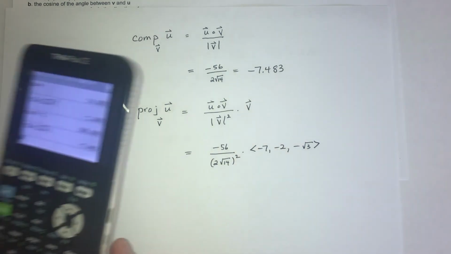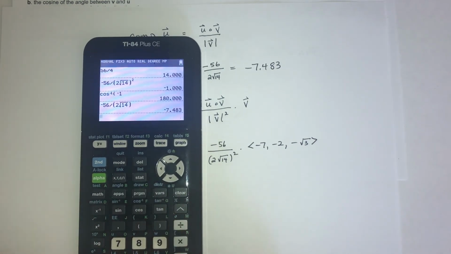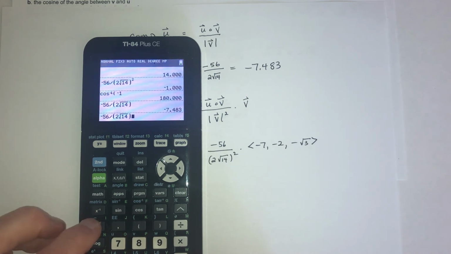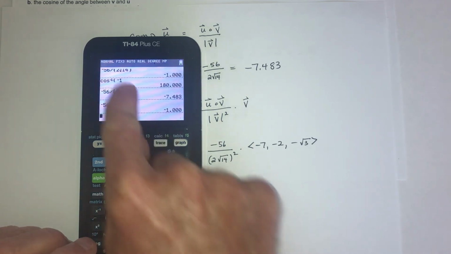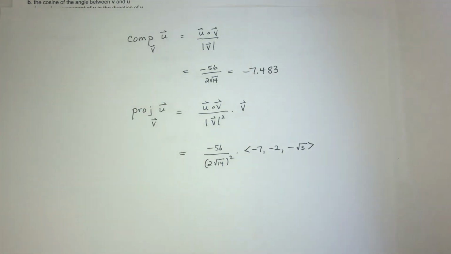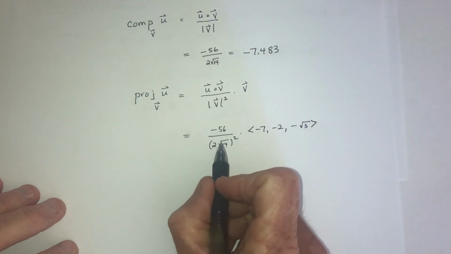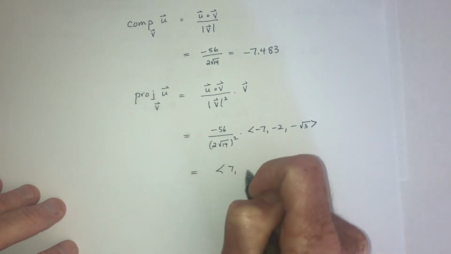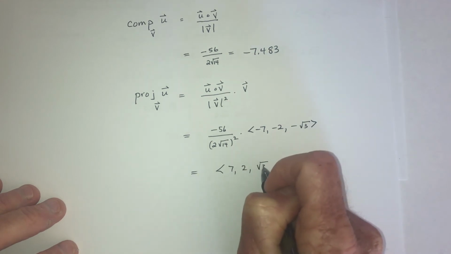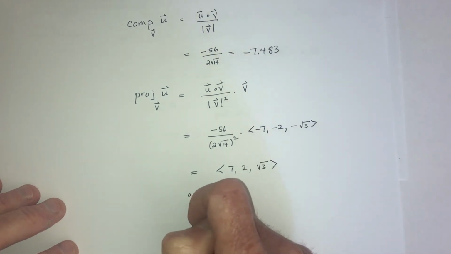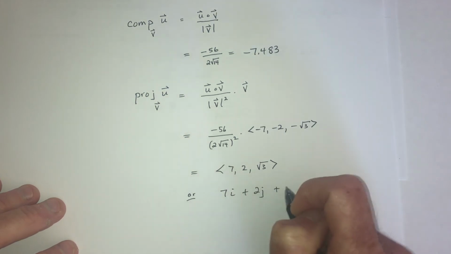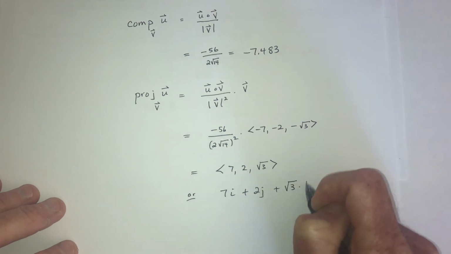So how about this part? Negative 56. Oh, you know what I could do? I could just screen grab this and then square it. Oh yeah, equals negative 1, same as last time. So it equals negative 1, which means that you're multiplying this negative 1 through. So that would be 7, 2, square root of 3. Or you could write it with i, j, and k. So 7i, 2j, and radical 3k.